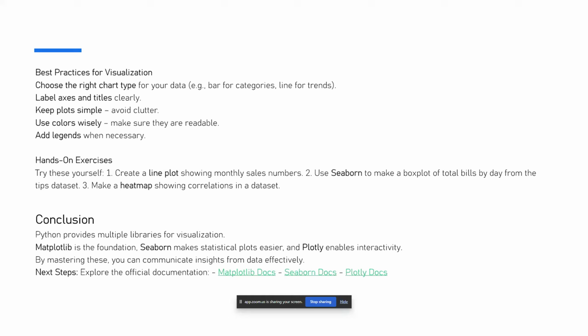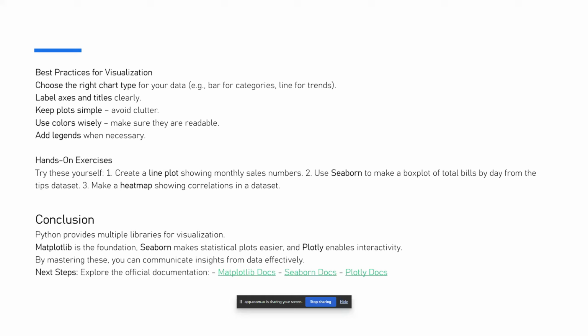So there are some hands-on exercises that you can try. For example, you can create a line plot showing monthly sales numbers. You can also use Seaborn to make a box plot of total bills by day from the tips dataset and create a heat map showing the correlations.